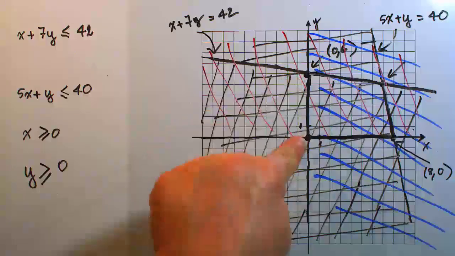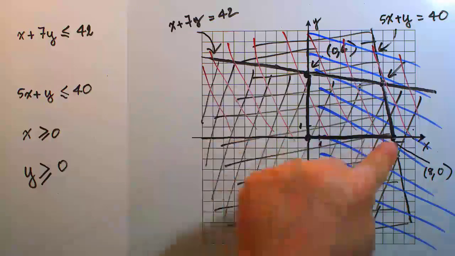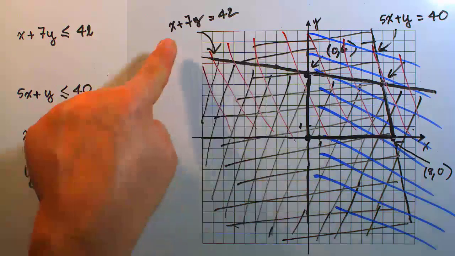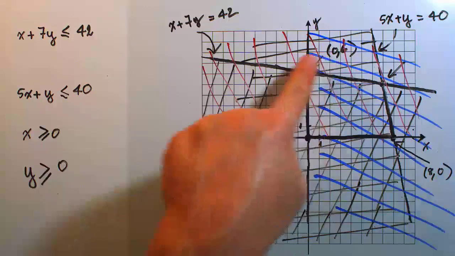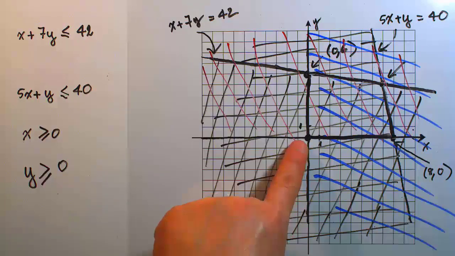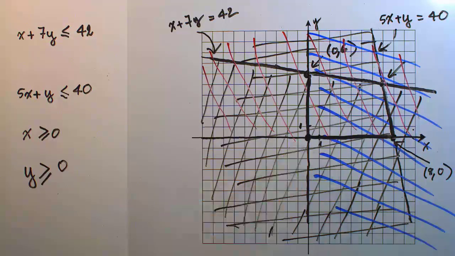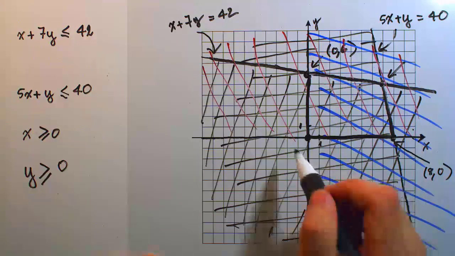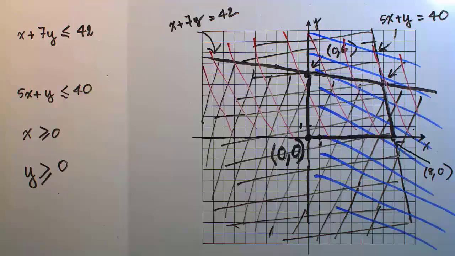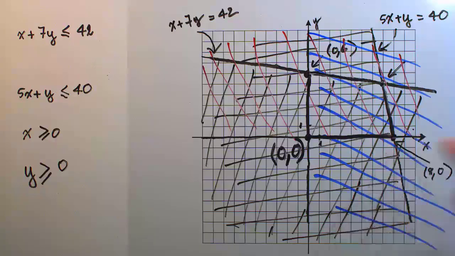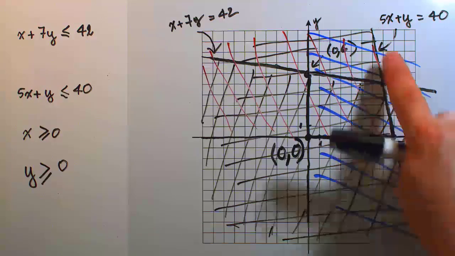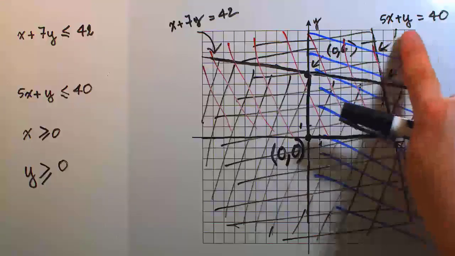And these 3 corner points are already quite easy. This point came out from the y-intercept of our equation here, and we already knew that was 0, 6. So not much to worry about that. This point is nothing but just the origin, so 0, 0 has to be the value. And this other point is indeed the x-intercept with coordinates 8, 0 from our line 5x plus y equals 40.